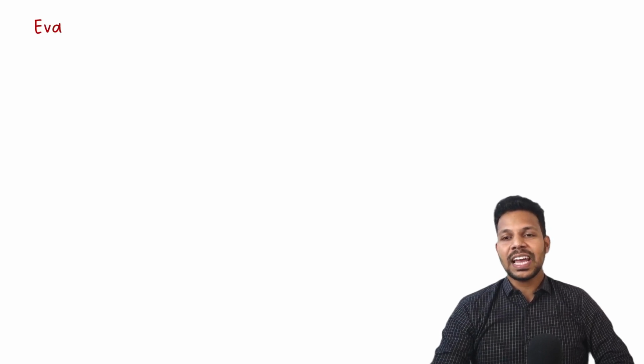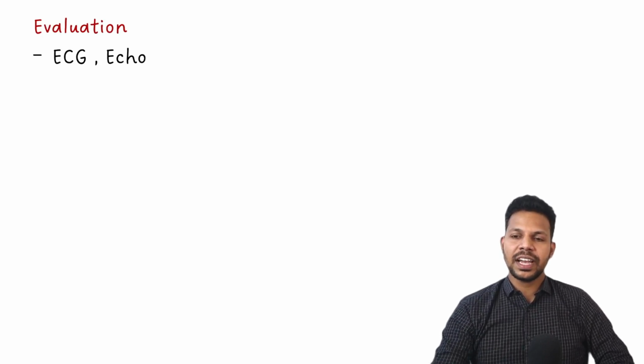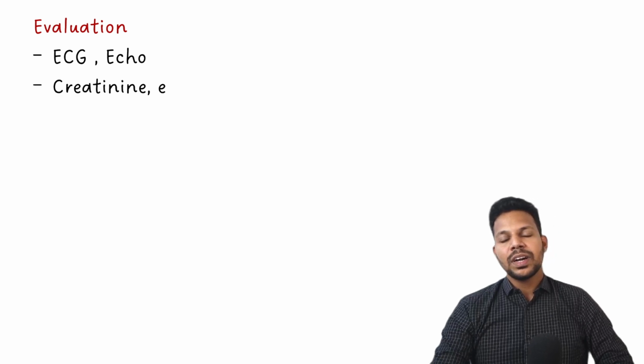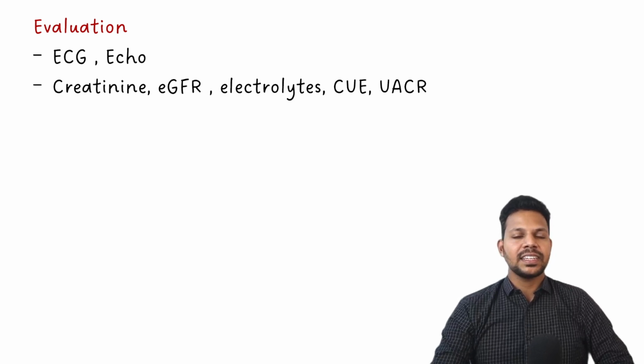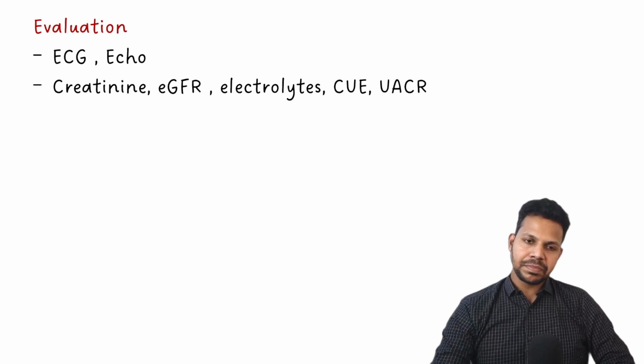Now let's look at the evaluation of this patient. Do an ECG and echocardiography to look at the cardiac abnormalities that are apparent, and do renal function tests that are the creatinine, estimated EGFR, also do the electrolytes, complete urine examination, and urine albumin creatinine ratio. They are going to assess the kidney damage in this patient.